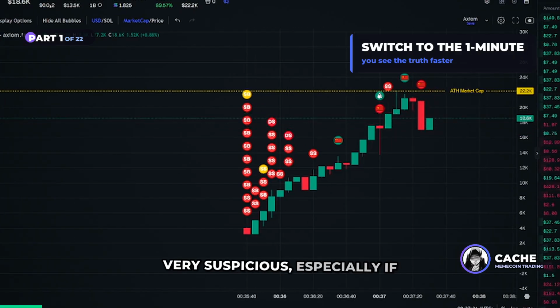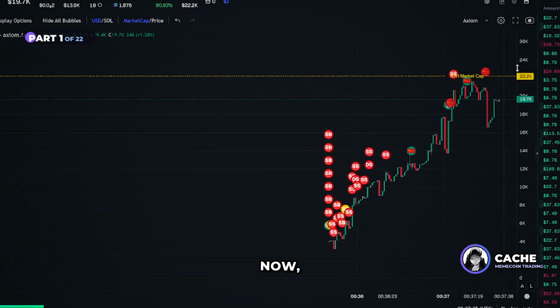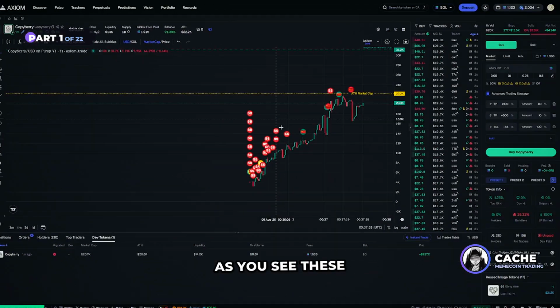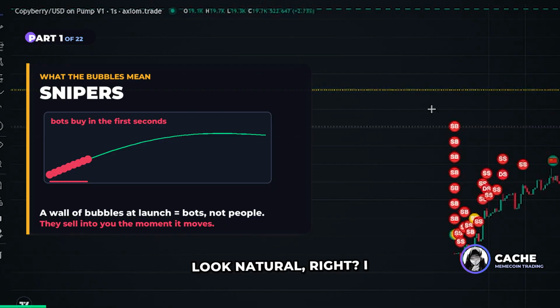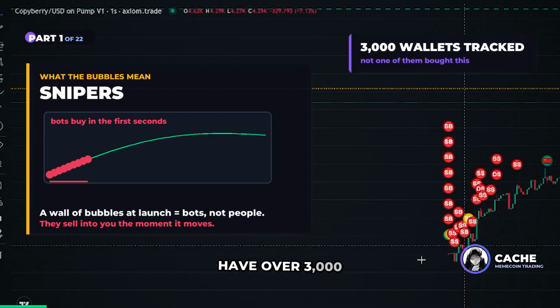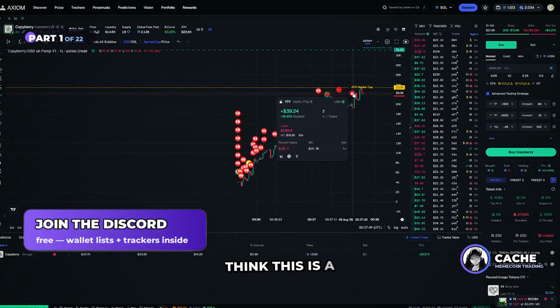It looks very suspicious, especially if you put it onto the 1 minute chart. Now, as you see these bubbles, this is a lot of sniper buys. This chart does not look natural, right? I have over 3,000 wallets tracked, and not a single one of them has bought in this chart. Besides, I think this is a bot.